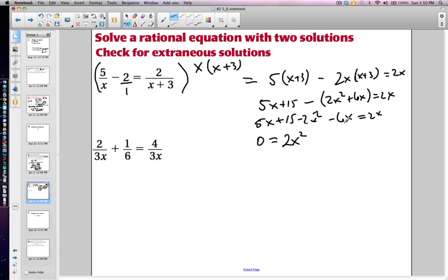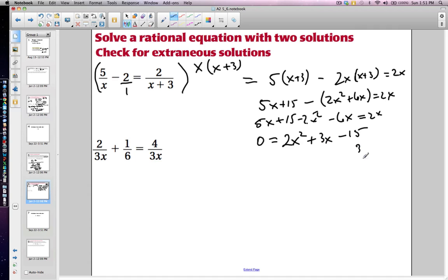5x minus 6x is negative x. So I add x to either side. That's going to become 3x, and I subtract 15. Now I'm going to want to factor this. So I have the factors of 2 and the factors of 15 that are going to have a difference of 3.